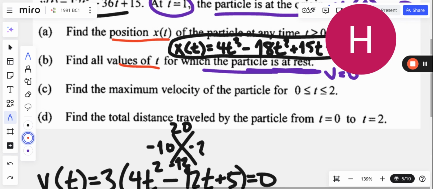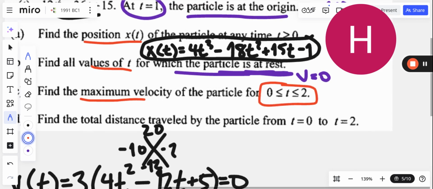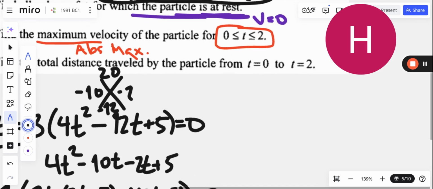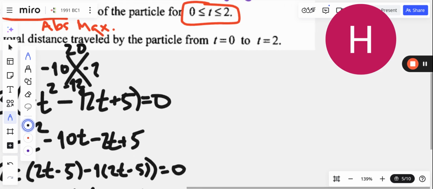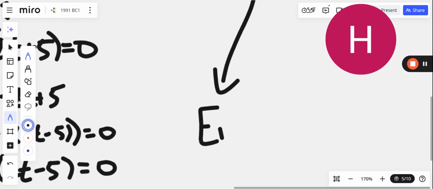We want to find the maximum value of this, and they give us an interval. So we're looking for the absolute maximum. So we're going to have to use methods for finding absolute extrema, absolute maximums. Well, if we're on an interval, the only candidates that we have for maximums and minimums are the endpoints.